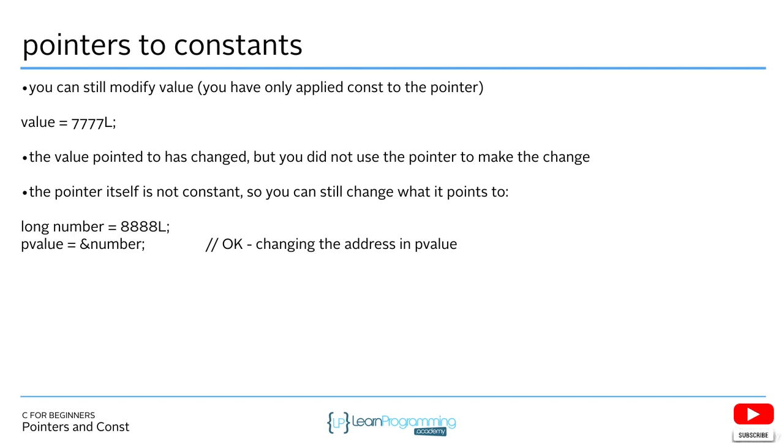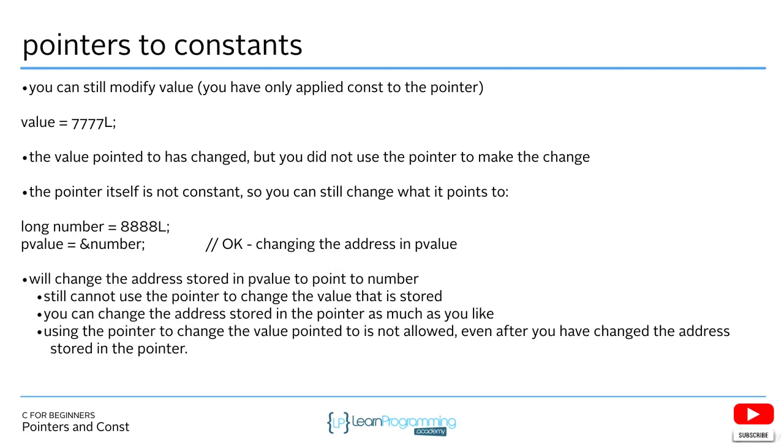So understand this distinction: either changing the value of the pointer, which is just an address, or changing what the pointer is pointing to. If you don't want to change what the pointer is pointing to, const has to be that first keyword in the declaration of the pointer itself. So again, in this example, we're going to change the address stored in p-value to point to a number.